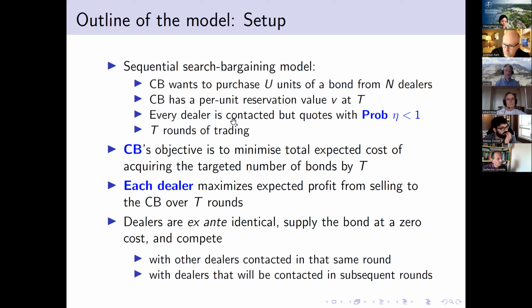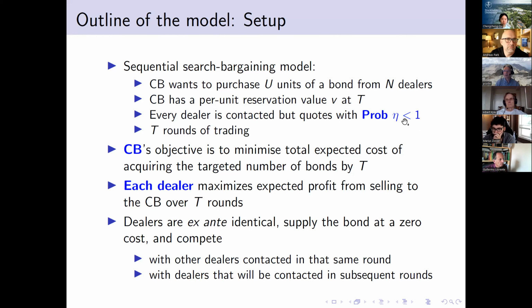And then we assume that the central bank contacts every dealer in every round, but the dealers will respond only with some fixed probability ADA, less than 1, and that's crucial. If everybody knows that every dealer responds every time, then they're always in competition with each other and they compete in price. But the fact that everybody knows that with some probability not everyone will quote is going to affect their quoting behavior. That's the crucial aspect.